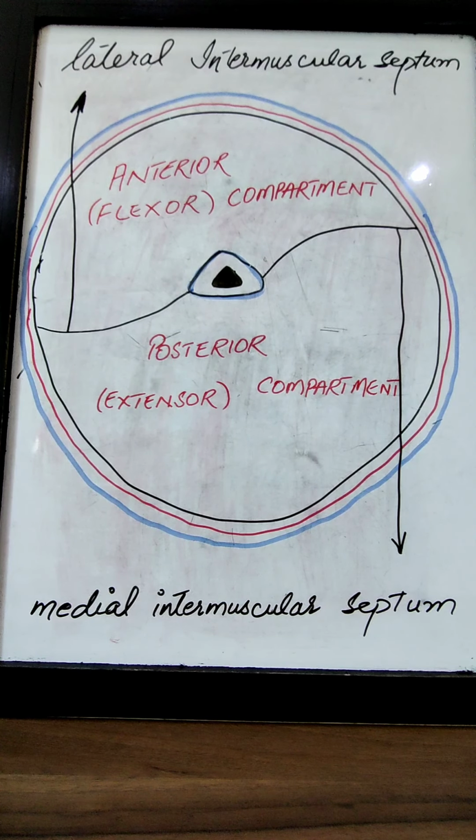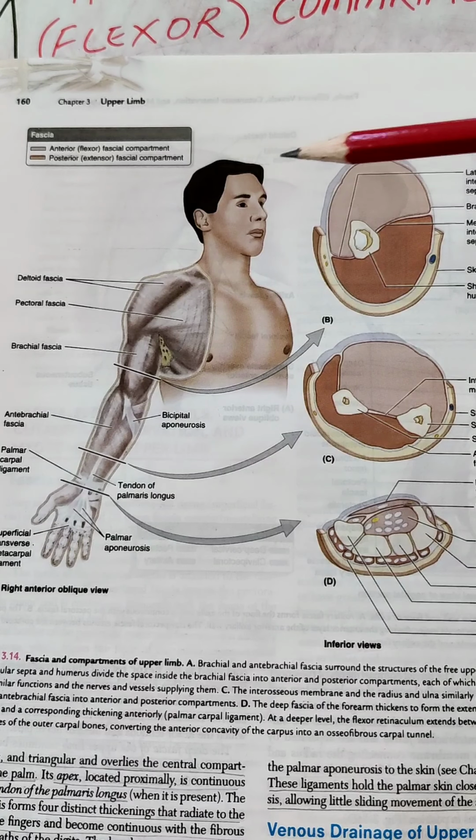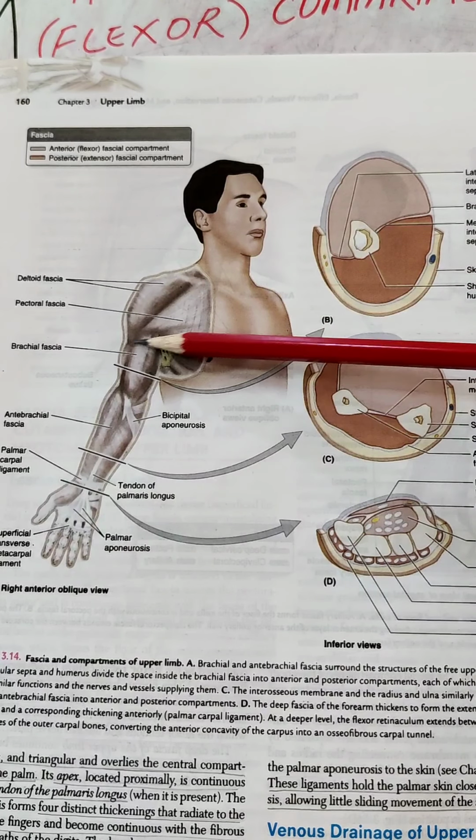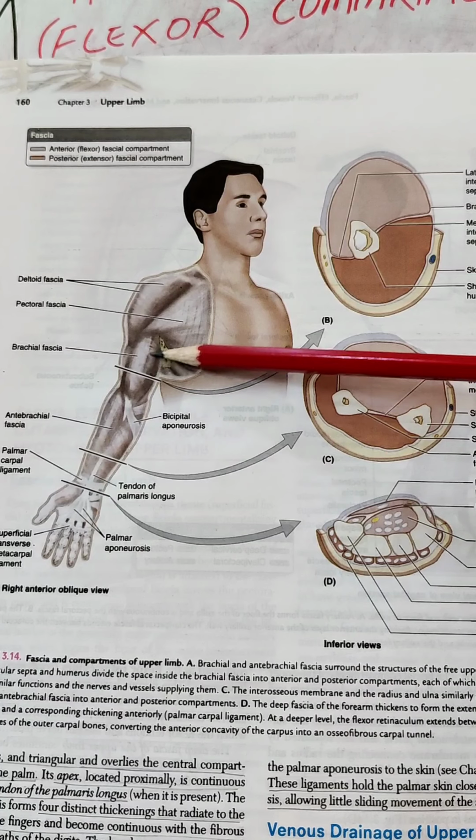Now deep fascia is named according to the region where it is present. So you have the pectoral fascia, you can have cervical fascia, and in the arm, the deep fascia is known as the brachial fascia. So this diagram here shows the deep fascia in the arm, known as the brachial fascia.